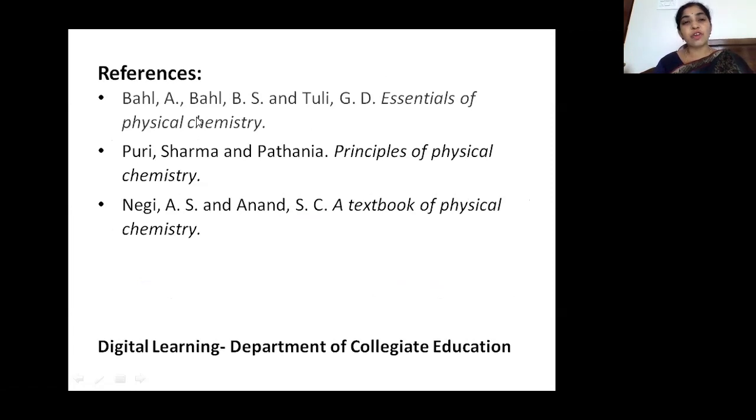For this, I have referred Bahl A, Bahl BS and Tuli GD. The textbooks are Essentials of Physical Chemistry and Principles of Physical Chemistry by Puri, Sharma and Pathania. A Textbook of Physical Chemistry by Negi AS and Anand SC. So you can refer to any other physical chemistry textbooks also, which provide information about oxidation, reduction reactions, oxidizing, reducing agents, oxidation number, oxidation state, etc.